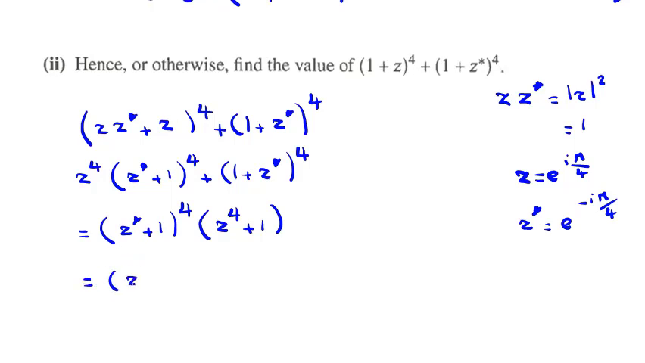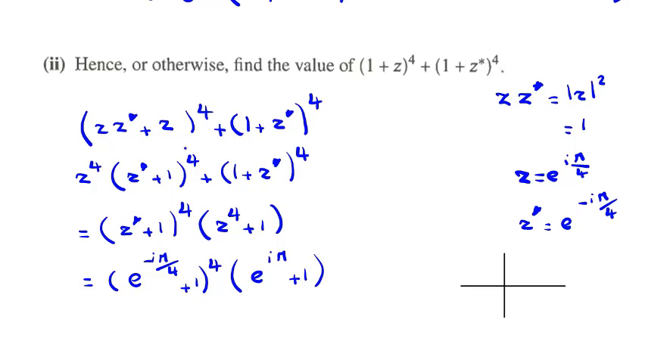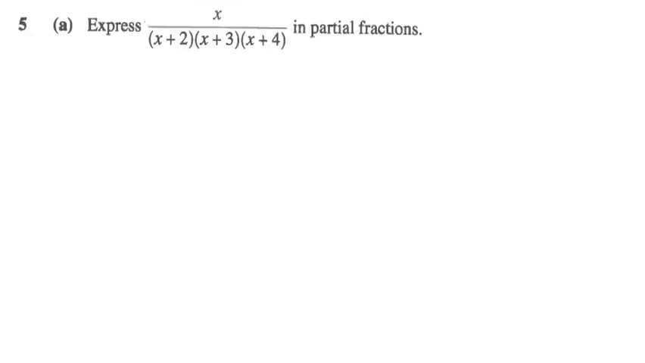We write Z conjugate plus 1 to the power of 4. If we replace Z conjugate with e to the minus i pi over 4, plus 1 to the power of 4. Z to the 4 is e to the i pi plus 1. e to the i pi is, if you consider the angle is pi, negative 1. So negative 1 plus 1 will be 0. 0 times this equals 0. So the answer of this part equals 0.